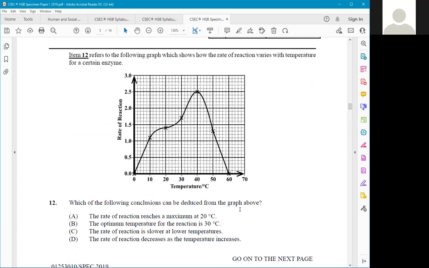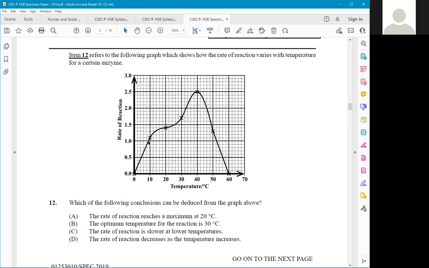And we have a graph. Here's data analysis. You're supposed to be able to read graphs. Item 12 refers to the following graph, which shows how the rate of reaction varies with temperature for a certain enzyme. So let's understand the graph before we look at the choices. You have temperature increasing across, and you have the rate of the reaction increasing up.